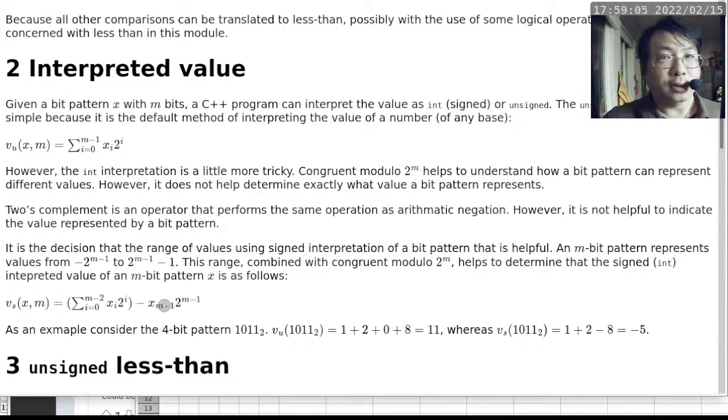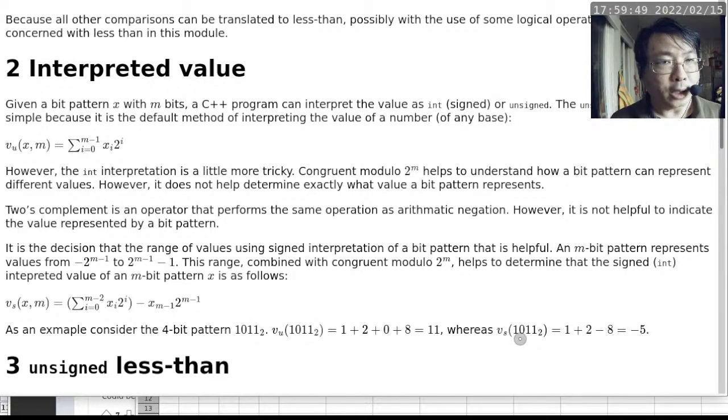It's really just look at the least significant bits as usual, add them up, well, okay, multiply each one with its corresponding power of 2. But for the most significant bit, do a subtraction instead. So let's take a quick look at how that is applied. We have a 4-bit pattern here, which is 1, 0, 1, 1. So V_U, I should have a 4 here to emphasize that we are interpreting only 4 bits. So assuming there's an extra comma 4 over here, it is 1 plus 2 plus 0 plus 8, which is 11. And that would be the unsigned interpretation of the bit pattern 1011.